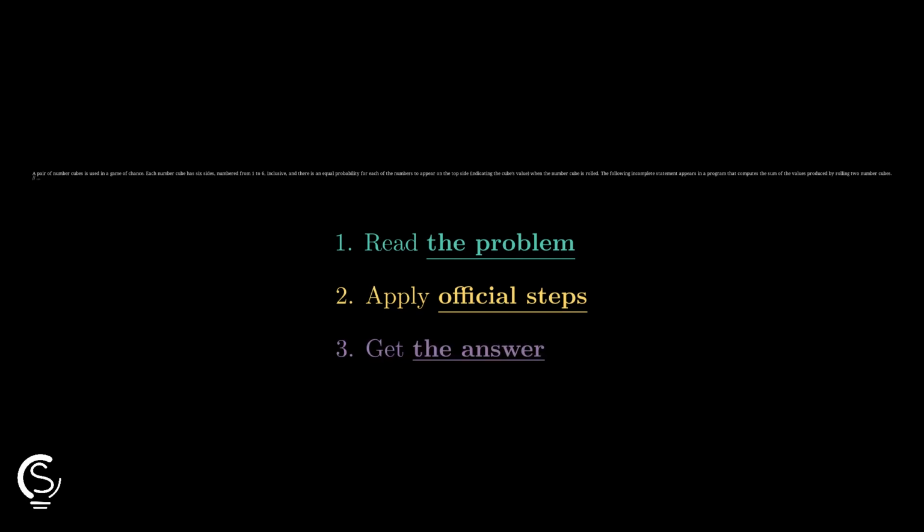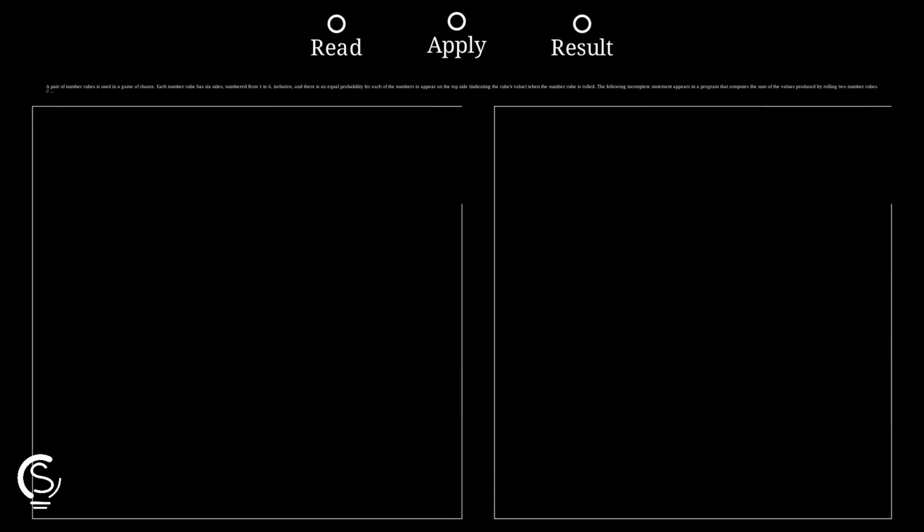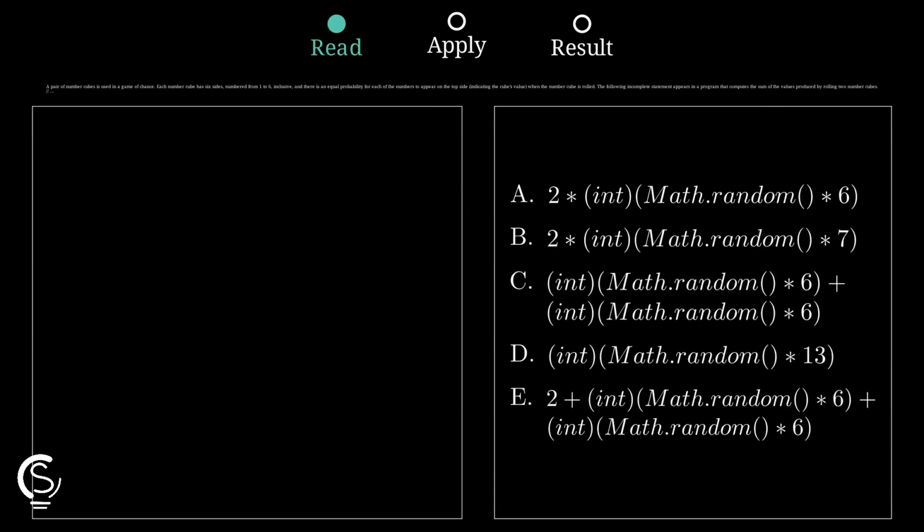Simulating 2 dice rolls in Java is a classic coding challenge. Let's break down the logic to find the perfect answer. First, remember that Math.random generates a decimal between 0 and 1. Multiplying by 6 and casting to an integer gives you values from 0 to 5, which is not quite right. To get a standard die range from 1 to 6, you must add 1 to that result.